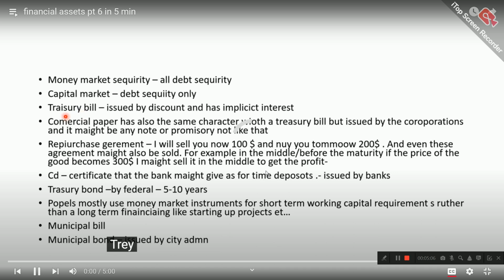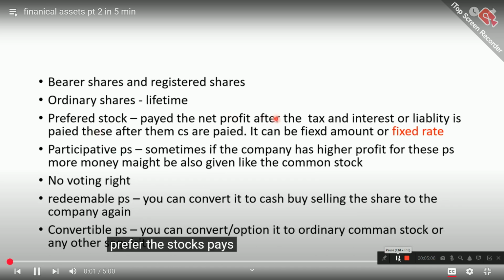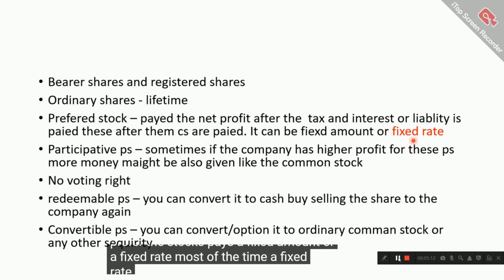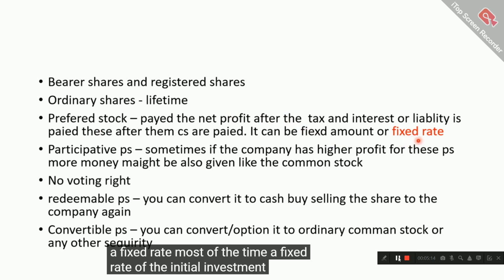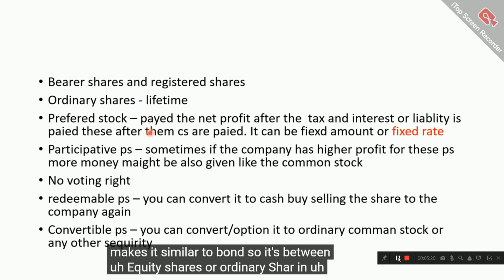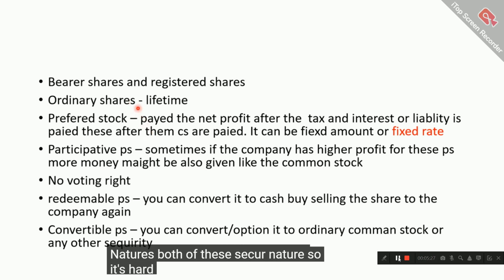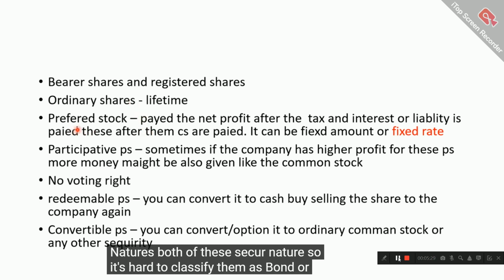Preferred stocks pay a fixed amount, most of the time a fixed rate, of the initial investment, which makes it similar to bonds. So it's in between equity shares or ordinary shares and bonds. It has both of these securities' natures, so it's hard to classify them as a bond or equity. So let's look at ordinary shares.